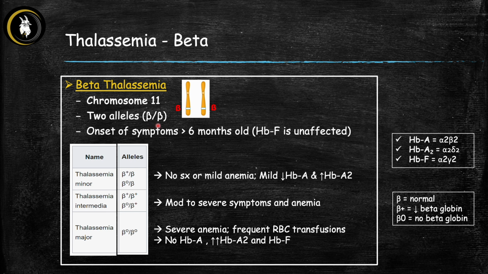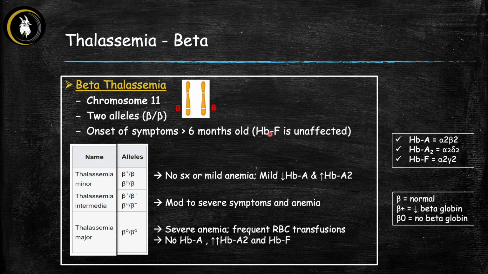The other important thing that's different than alpha thalassemia is that the symptoms of beta thalassemia are not going to show up in the fetus. And in fact, they probably won't show up until after 6 months of age. And that's because up until then, we primarily use what's called fetal hemoglobin, which is made up of alpha and gamma. So a beta deficiency is not going to affect that.